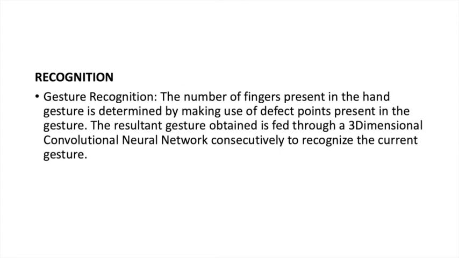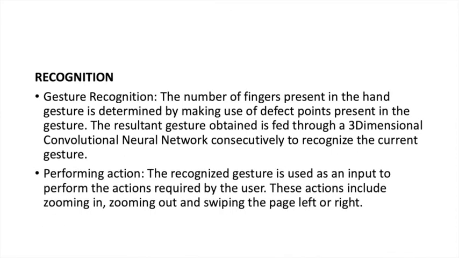Finally, the resultant gesture is obtained and fed through a three-dimensional convolutional neural network to recognize the current gesture. It recognizes the hand gesture using the pinky, index, and thumb identity. So the recognized gesture is used as an input to perform the action required by the user. The actions may include zooming in, zooming out, and swiping the page left or right.